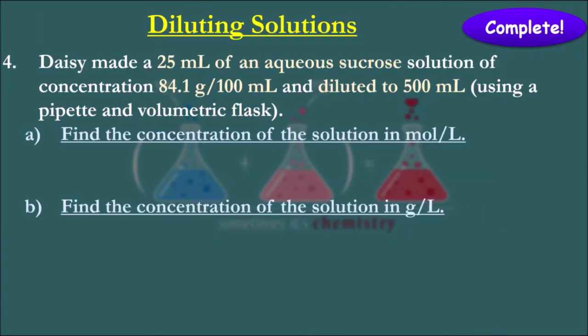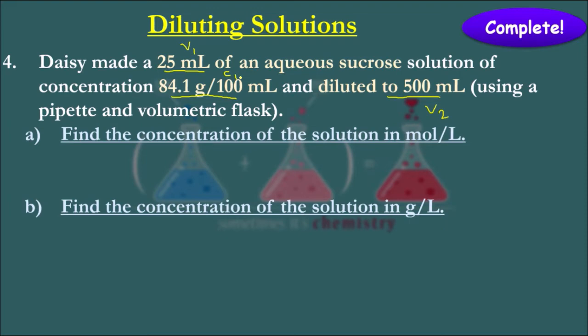Okay, let's try one that takes a couple more steps or has a bit more complexity to it. So we have young Daisy here. She has a volume of sucrose from this particular concentration and diluted it to this volume. So that's V2, sorry, that's V1, and that's our concentration 1 there. Now, the question says to find the concentration of the solution in moles per liter and to also find the concentration in grams per liter.